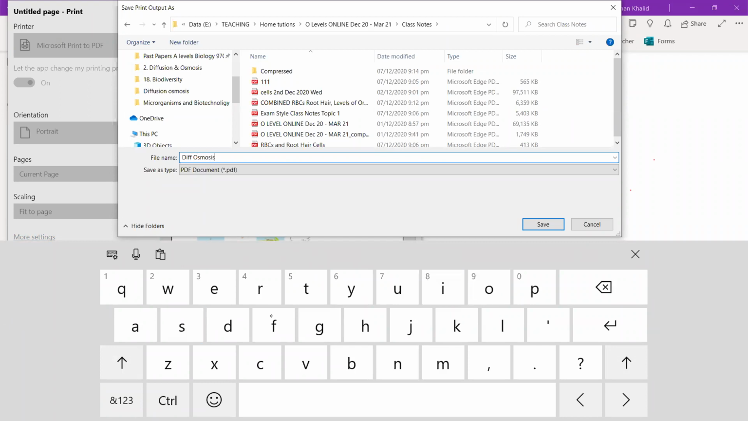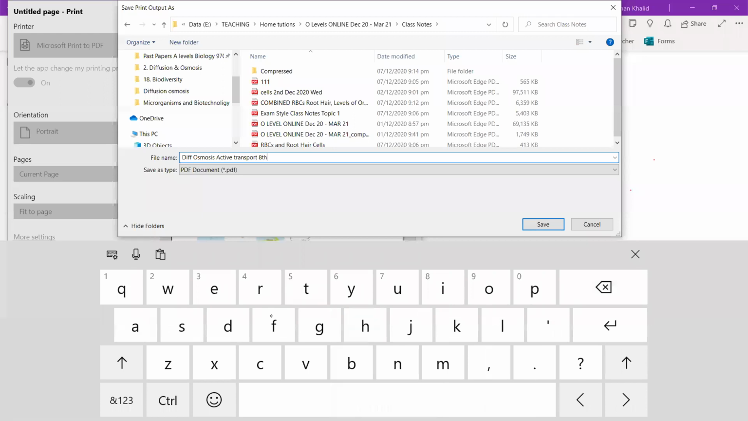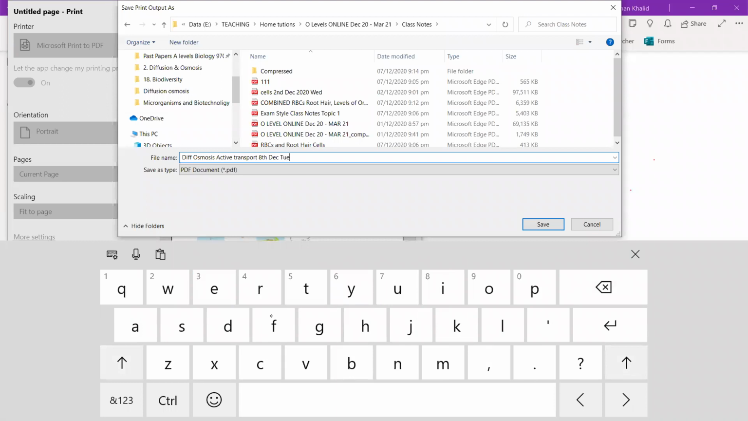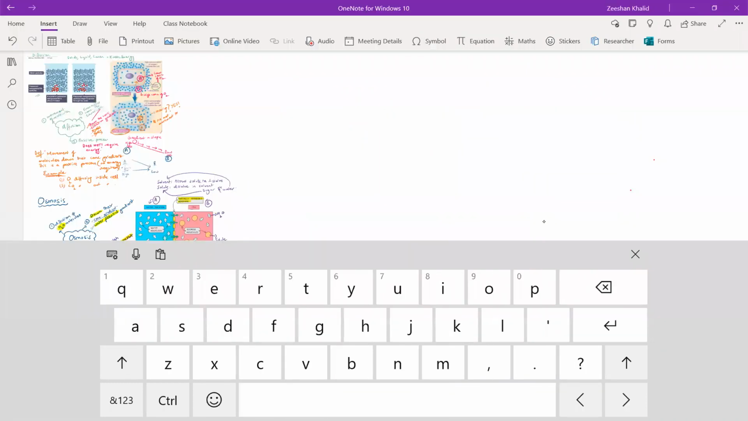osmosis, and active transport. What's the date today? Is it 8th or 9th? Children, what is the date? Okay, great. It's 8th of December, and it's a Tuesday, and it's 2020. All right, there you go.